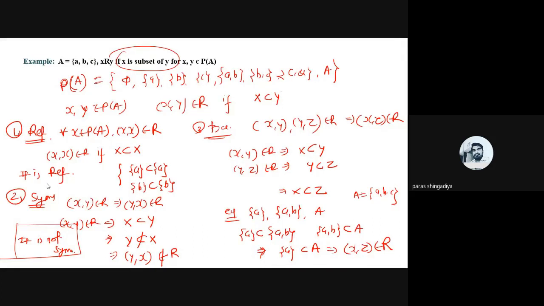Is it clear? Okay, good. And we'll solve some more examples related to equivalence relations in the practice session, that is, in the lab session, when we start assignment number 3.